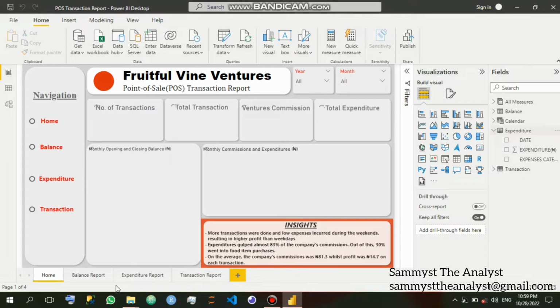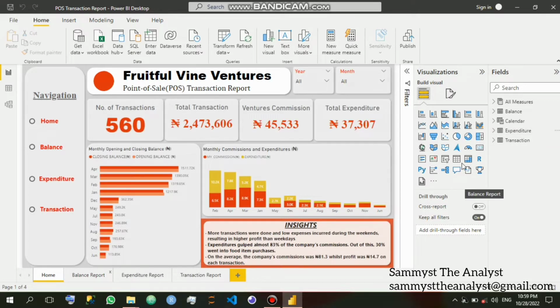Now when you come down here, you will discover that this is the balance report, this is the tab for the expenditure report, and then this is the tab for the transaction report. Now, like I said earlier, the home tab contains the overview of all the records, so it's just a summary.